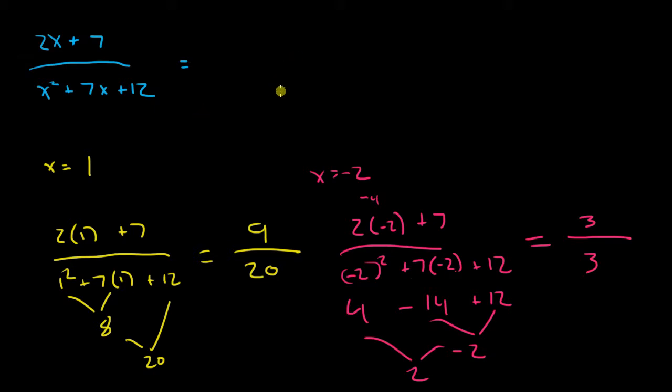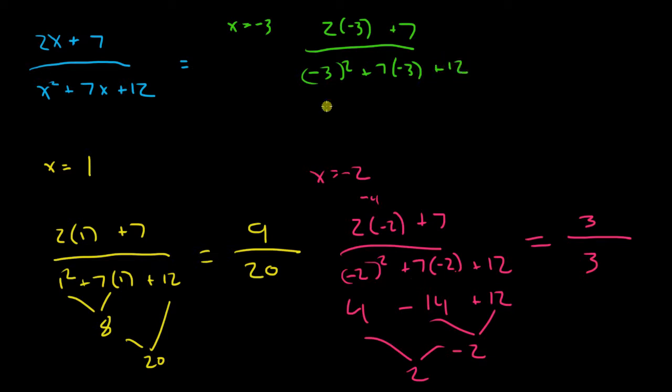Let's do one more just to see what happens. Let's do x equals negative 3. In which case you'll have 2 times negative 3 plus 7 on the top, and on the bottom you'll have negative 3 squared plus 7 times negative 3 plus 12. Okay, so on the top, 2 times negative 3 is negative 6 plus 7, and on the bottom we have, this is going to be 9.